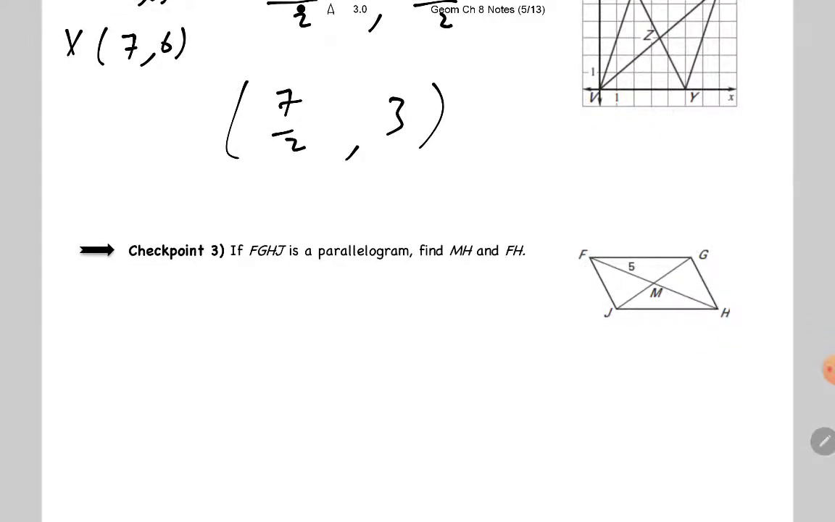Checkpoint 3. If FGHJ is a parallelogram, find MH and FH. Okay, so because this is a parallelogram, the diagonals split each other in half. So if that's 5, then MH is 5, and FH is the total, so FH would be 10. 5 plus 5 is 10.